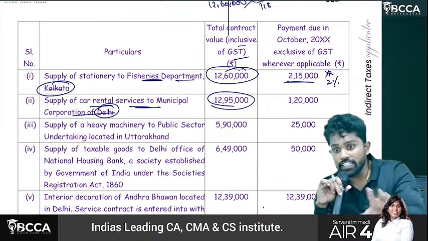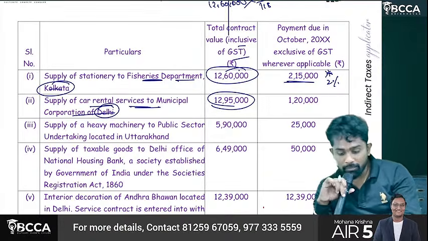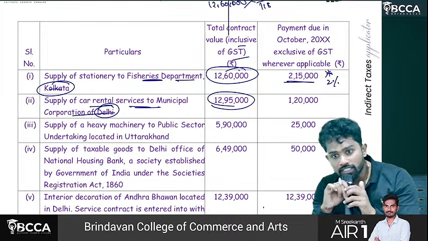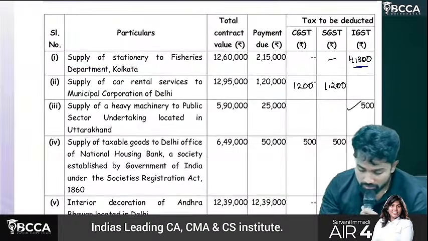Exactly 2,50,000. TDS is not applicable. But they made it 12,95,000, so the corresponding answer should have been changed. But they didn't change the answer. Now what happens here, sir?